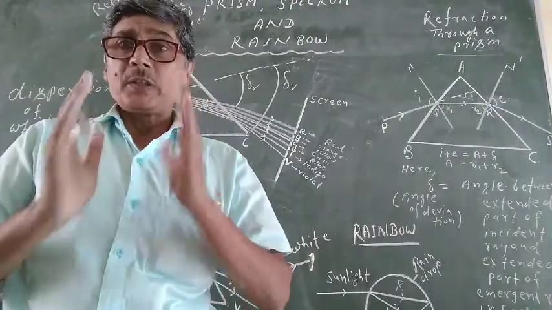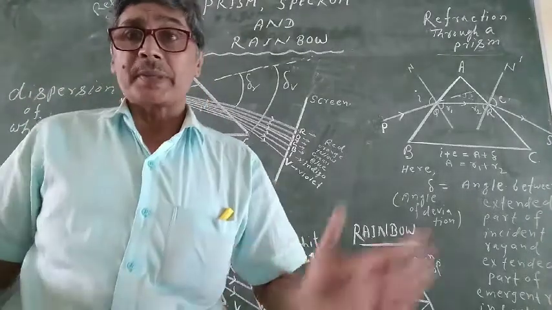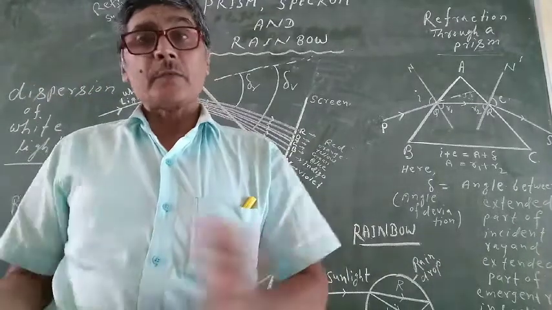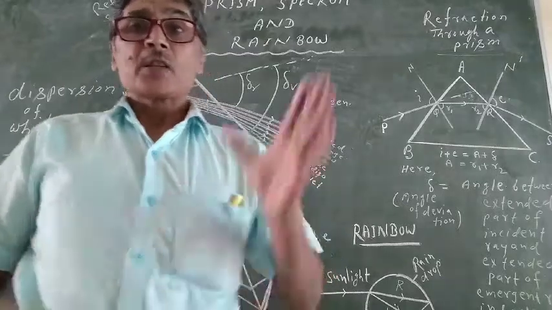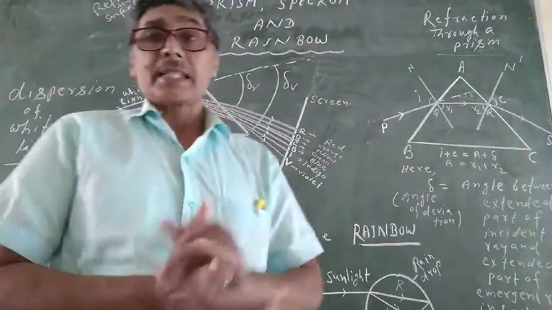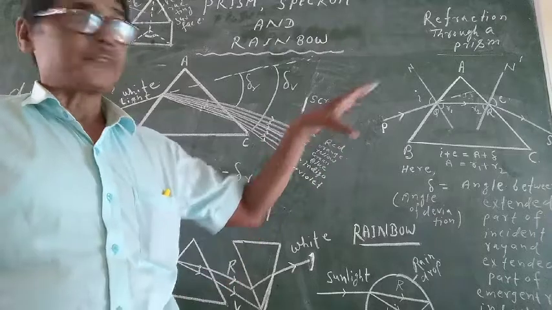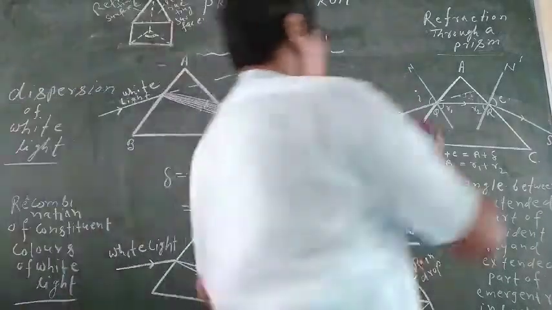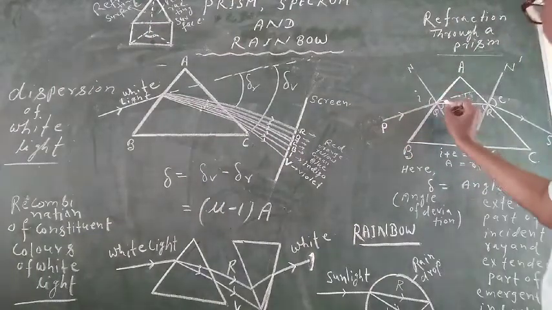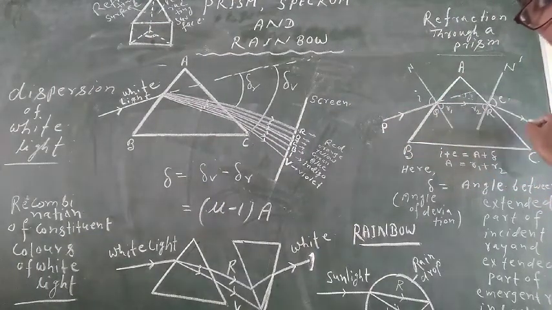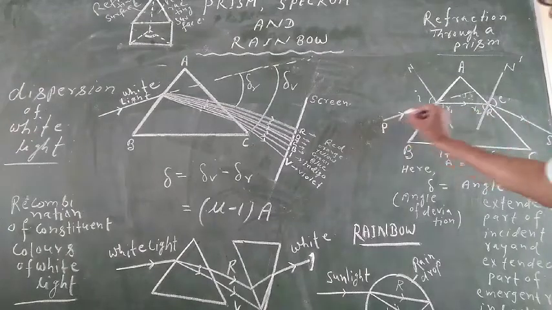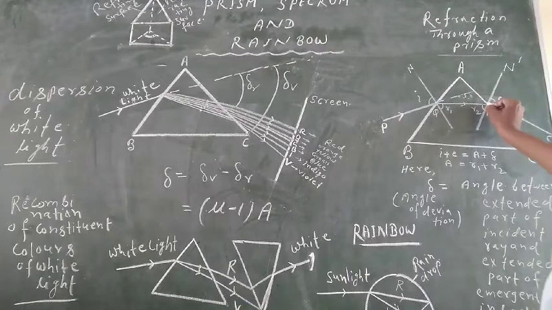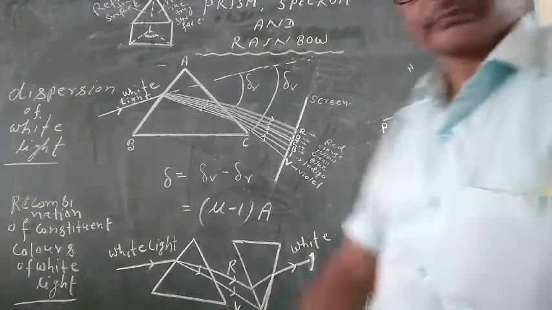We know that when a light ray passes through a prism, refraction will take place and dispersion of light can also take place. First of all, we will discuss the refraction of light through a prism. This is the incident ray, this is the refracted ray and this is the emergent ray. So PQ is the incident ray, QR is the refracted ray and RS is the emergent ray.